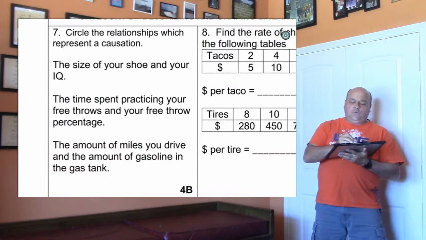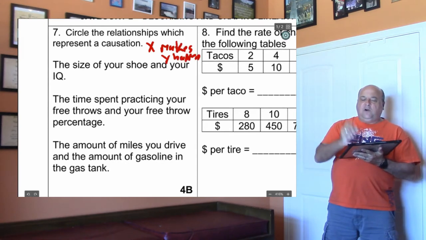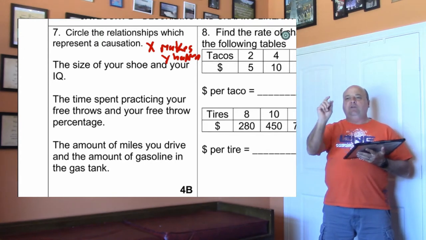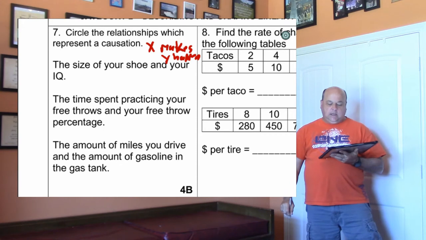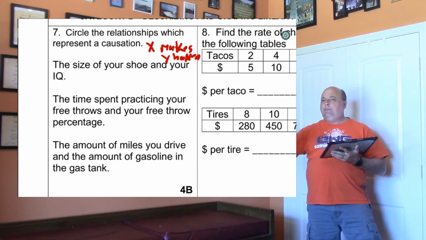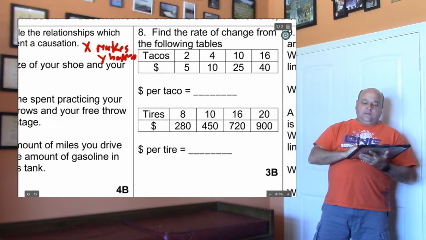I'm not going to do this for you. X makes Y happen. If the first thing does not make the second thing happen, you do not circle it. Most of y'all are getting these correct, okay? There's a couple of them on here where the first thing does not make the second thing happen. You would not circle it. It would not be a function. Let's go to the next one.